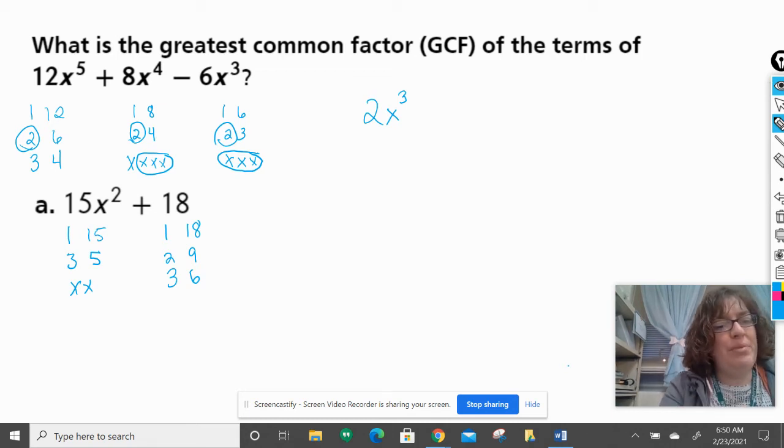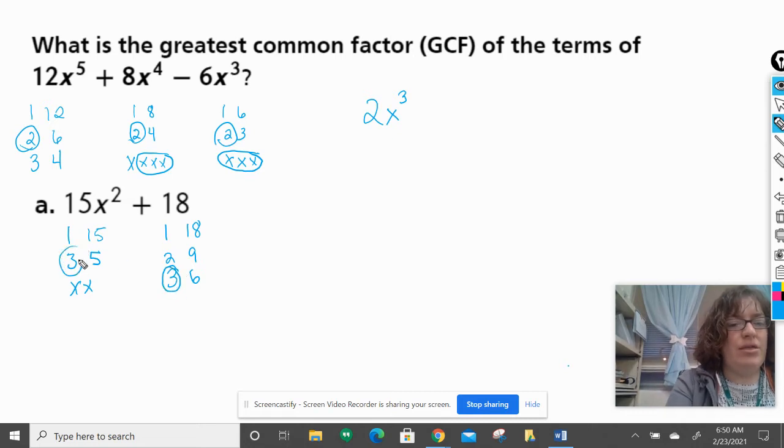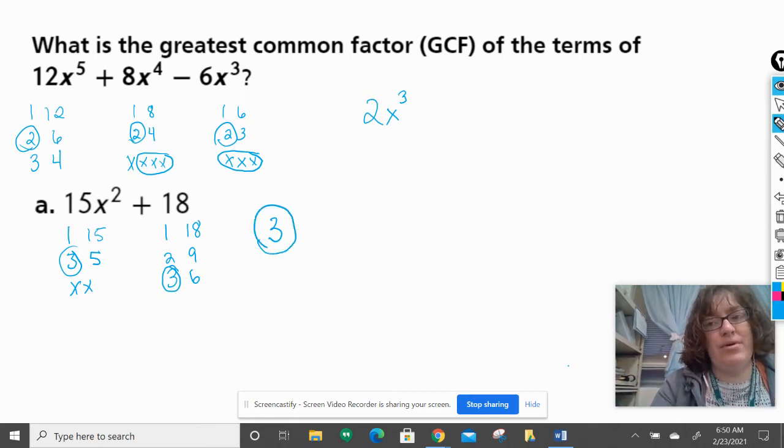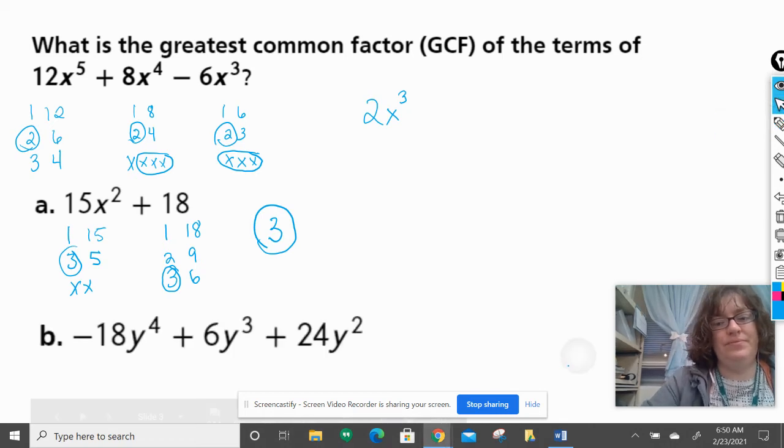So looking for the biggest thing that they both have in common, what I'm seeing is a 3 and no x's, because this second term has no x's. So my greatest common factor is just the number 3 in this case.